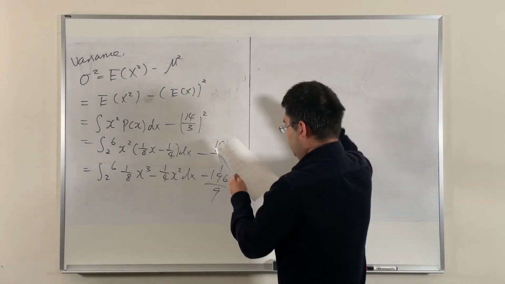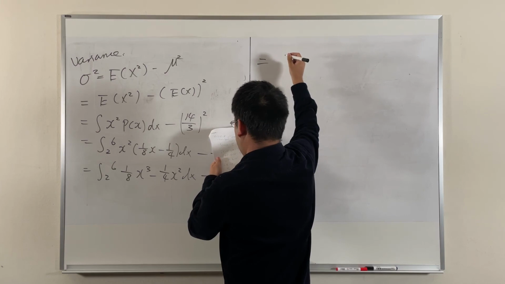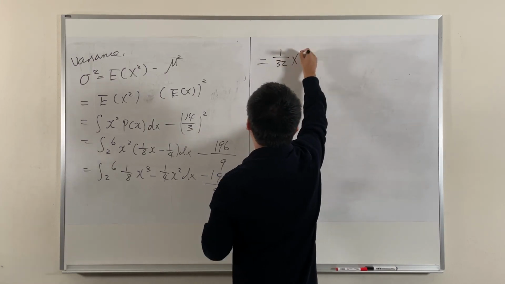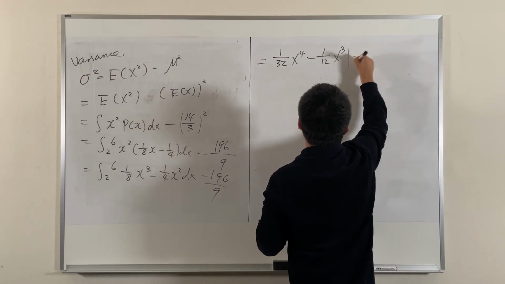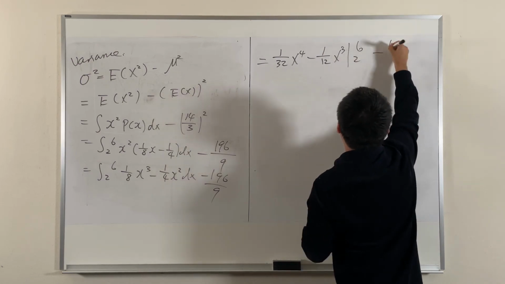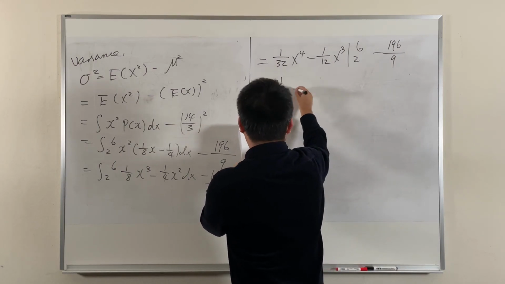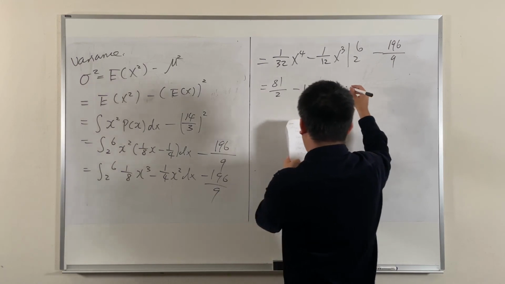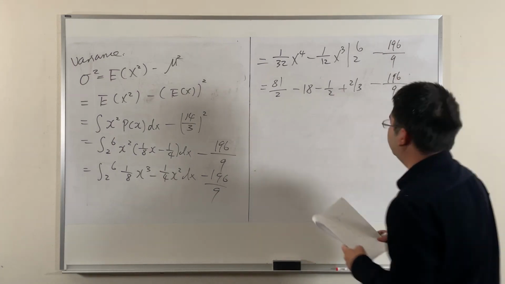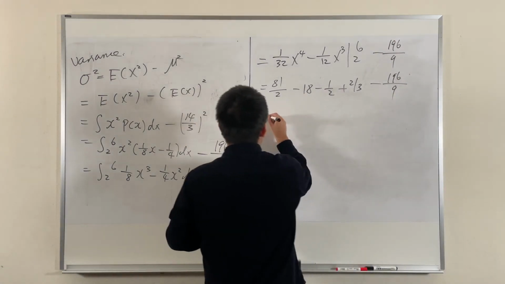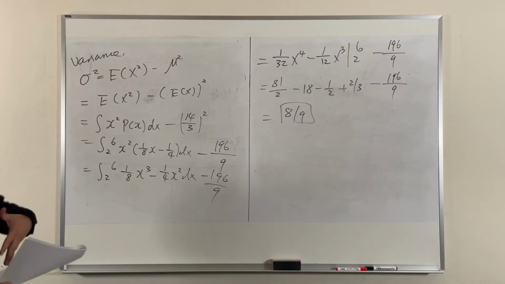And then this equals 1 over 32 x to the 4th, minus 1 over 12 x cubed, from 2 to 6, minus 196 divided by 9, and that equals 81 divided by 2 minus 18 minus 1/2 plus 2 cubed minus 196 over 9. The final result in this case will be 8 over 9. And this is the variance for this continuous random variable.